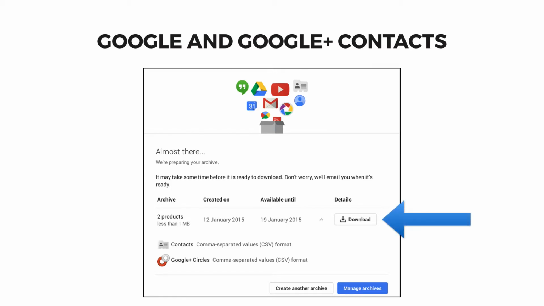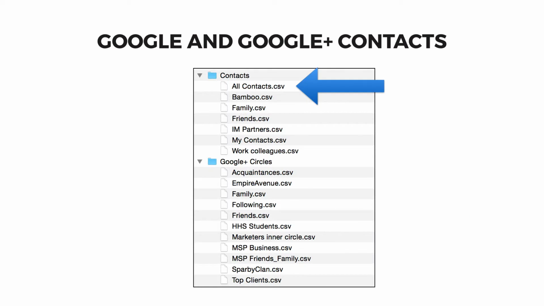Download the file when it's ready and look for the All Contacts CSV file in your Contacts folder and the various CSV files of the circles you've created inside the Google+ Circles folder.